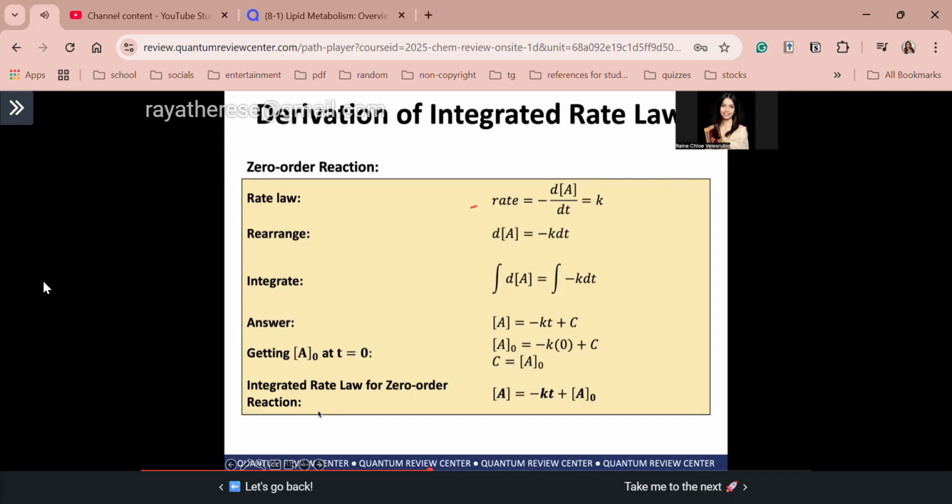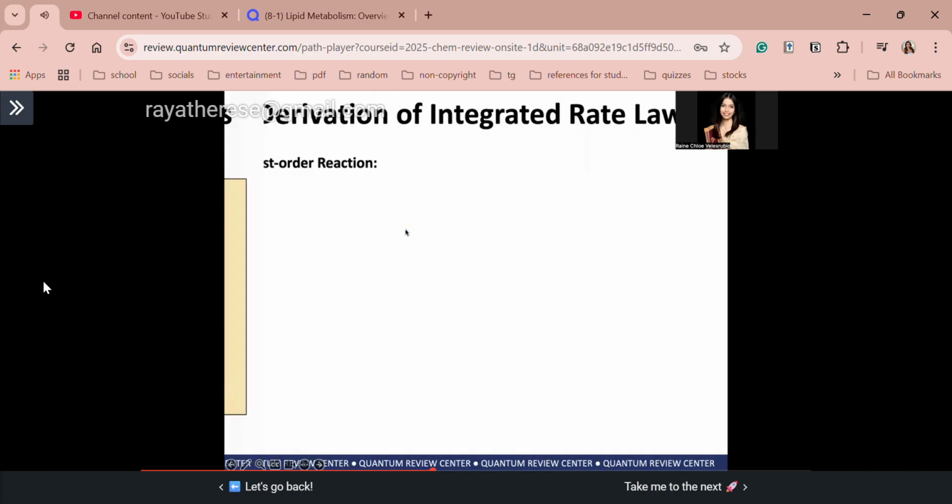Okay? Now, we can just simplify the integrated rate law for zero order reaction where A is equal to negative KT plus A naught. So, again, guys, si C, ginawa ko lang siyang A naught based on this proof here. Okay? This is how you derive a zero order reaction rate law. Okay? Next, for a first order reaction.